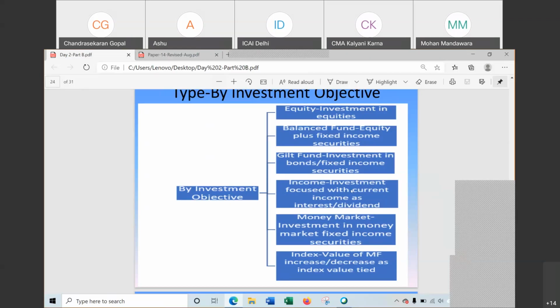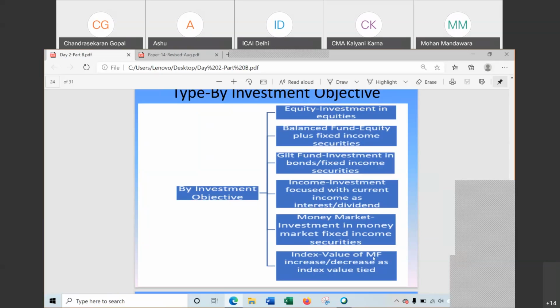That is gilt fund. Next one, income fund. Income fund, investment is made with the target to earn current income in the form of interest and dividend. So investment can be made in preferred stock, bonds, but income should be high. Next, money market, that is investment in money market instruments. Fixed income securities are preferred in the case of this money market mutual fund.